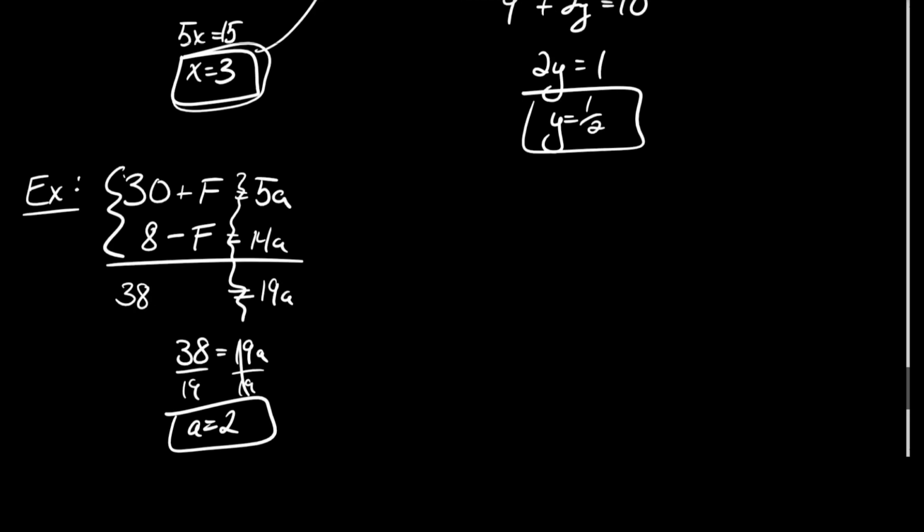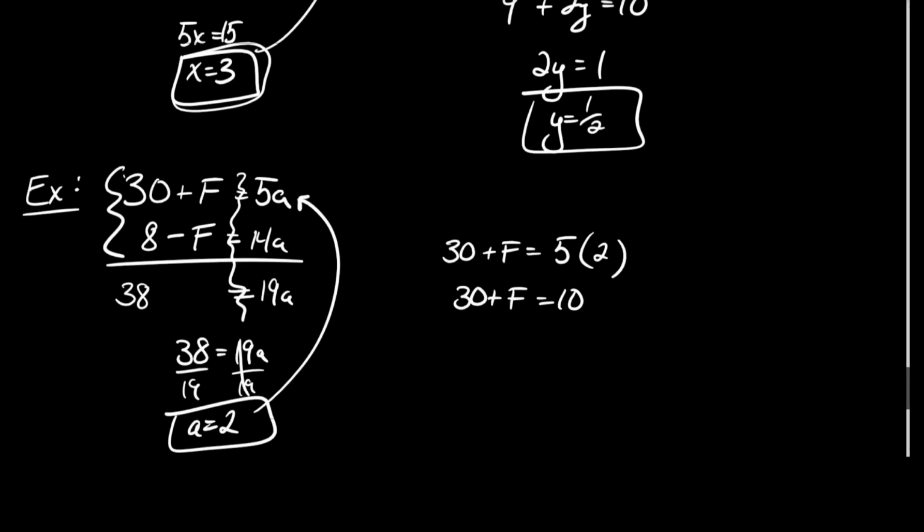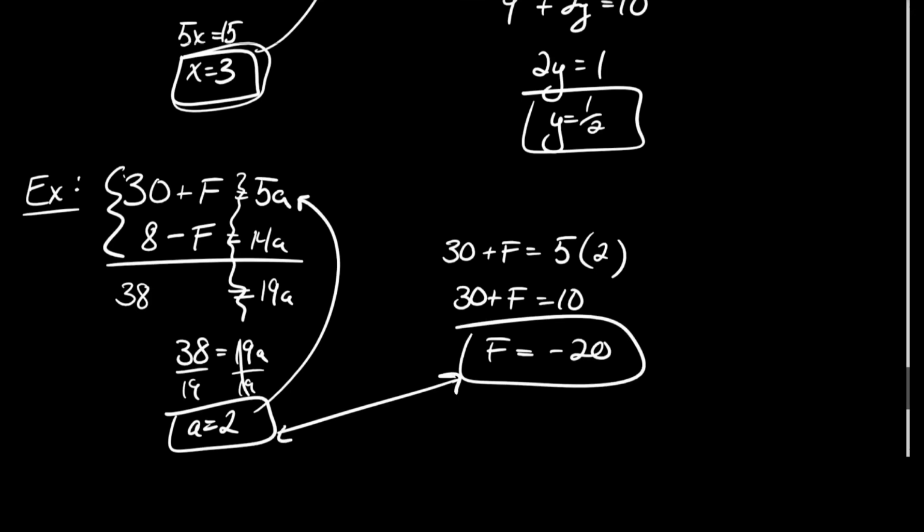And now we just want to back substitute this value of a into one of these equations. I'm going to randomly pick the top one. 30 plus f equals 5, but instead of a, we now know that a equals 2. So 30 plus f equals 10. So f equals negative 20. And this is going to be your solution pair for what the value of f and a are that make those equations true.